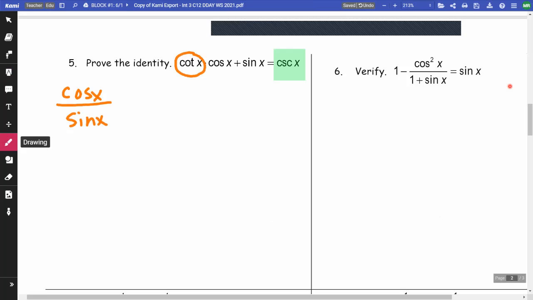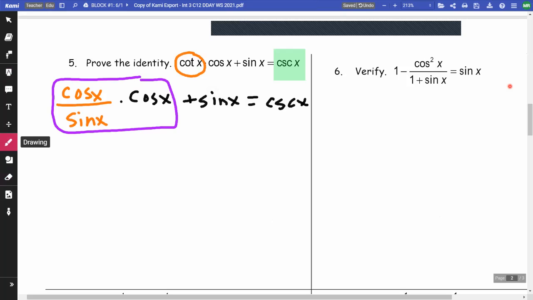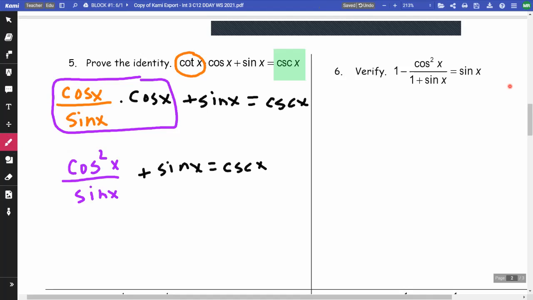And then I still have times cosine x plus sine x. And again, we're trying to get cosecant x. Okay. So now the next thing I'm going to do is write this as a fraction. So that's going to be cosine squared x over sine x plus sine x equals cosecant x. Next thing I'm going to do is get a common denominator. So this is really over 1.